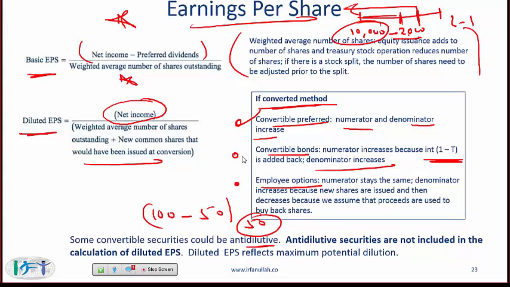But if under certain circumstances the diluted EPS actually increases, let's say you have basic EPS of 2.0 and you do the calculation and you get a diluted number of 2.1, then those securities are called anti-dilutive. And on your financial statements, if you report the diluted EPS, you will not report 2.1, you will report 2.0.